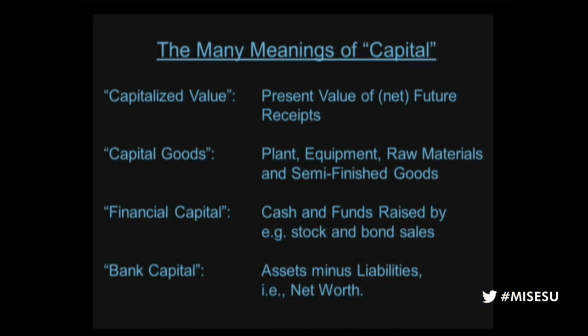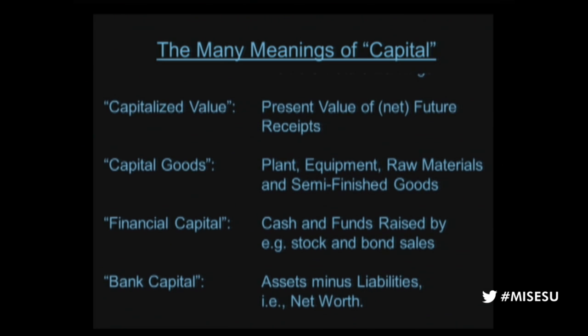Let's see if we've got a third one. Capital goods, you see this in Mises, which just refers to plant and equipment, raw materials, semi-finished goods in the production process. And above that here is capitalized value, which is the present value of net future receipts. It corresponds to a company's operation. They can try to calculate the present value of the future receipts. That's the capitalized value of a project or of the firm, for that matter.